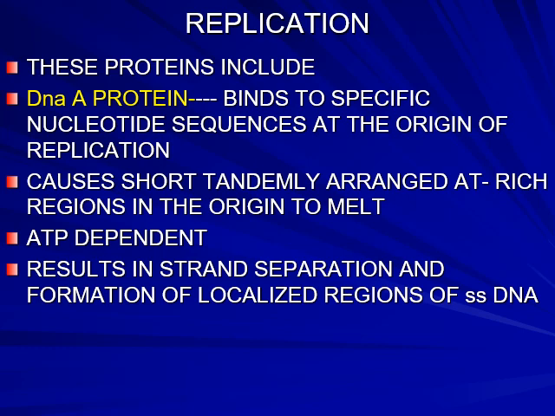This melting process causes the two strands of DNA to separate ahead of the replication fork, and this process requires the hydrolysis of ATP. So this results in strand separation and forming a localized region of single-stranded DNA.